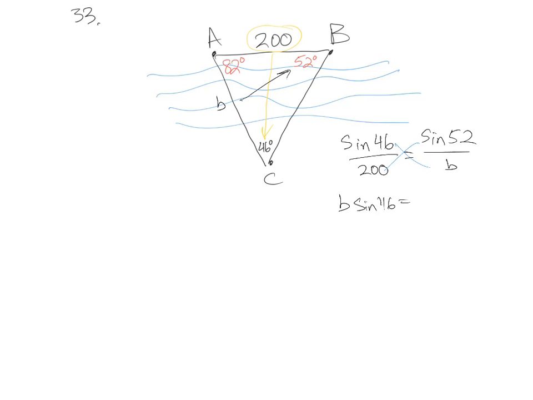Going too fast on my calculator. 157.6021507. And then divide off the sine of 46. And I get... hang on, give me 2 seconds. 219.1. That's good enough. Okay, all right, that's all that is. That's not asking for anything else.